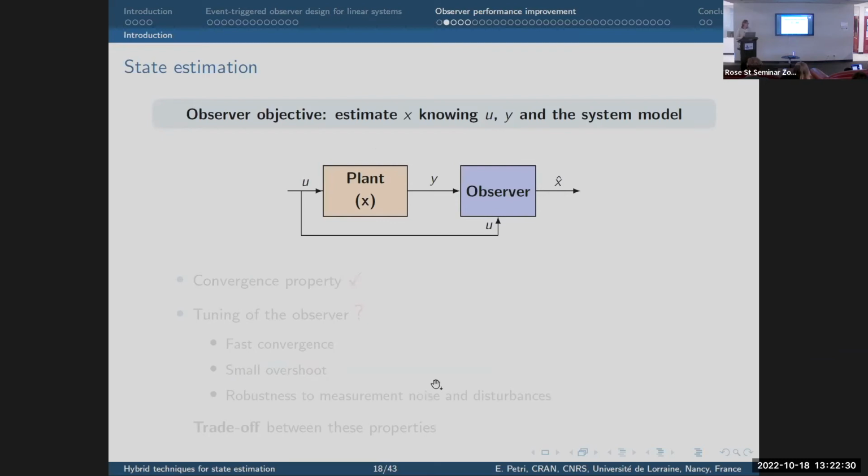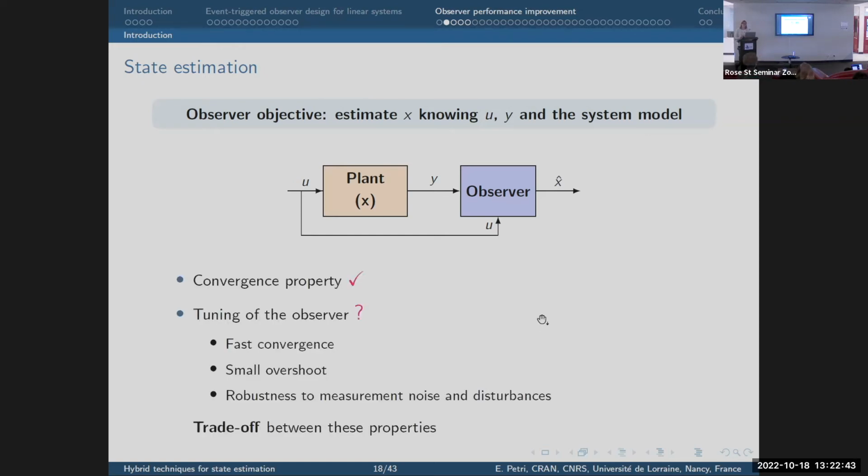Also in this case, we consider an estimation problem. We want to design an observer to estimate the internal state of the system, X, starting from the knowledge of the input U, the output Y, and the system model. There are many works in the literature that design observers to guarantee a convergence property of the estimation error. However, it's very difficult to tune the observer in order to obtain a fast convergence, a small overshoot, and be robust to measurement noise and disturbance. Indeed, there is typically a trade-off between these properties.